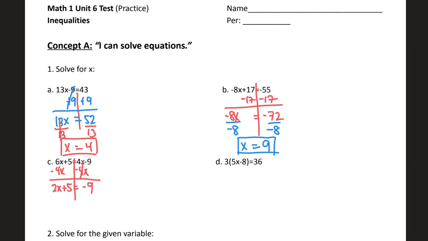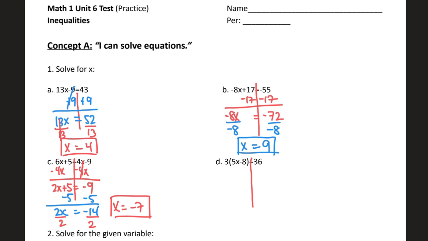Now we can undo that addition. So I'm going to subtract 5. Negative 9 minus 5 is negative 14. And then lastly, we're going to divide by 2. So x is going to be negative 7.